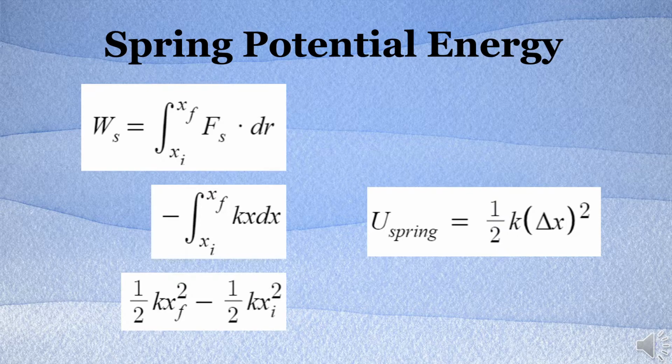We can derive an expression for spring potential energy looking at it as the work done by a spring. Following these derivations, we end up with the spring potential energy equation as half k, the spring constant, times the displacement x squared.